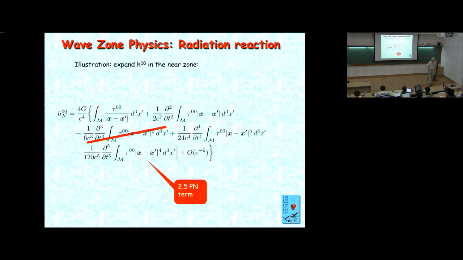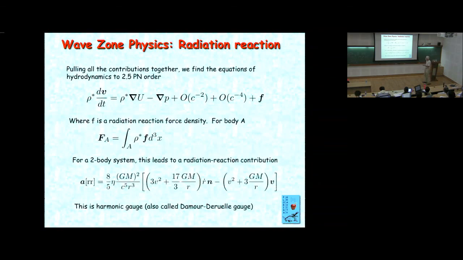I'm not going to give all the details. It would just fill a viewgraph for what the final answer looks like, but I'll just show it schematically. So for the Eulerian equation of hydrodynamics, you get rho star dv/dt, you get Euler's equations, you get post-Newtonian corrections that we've already seen, you get 2PN corrections, which we're not bothering to calculate, but you could, and then you get this radiation reaction force.